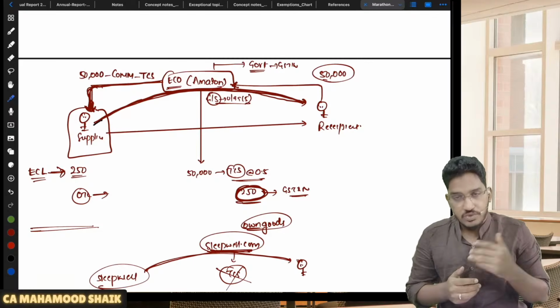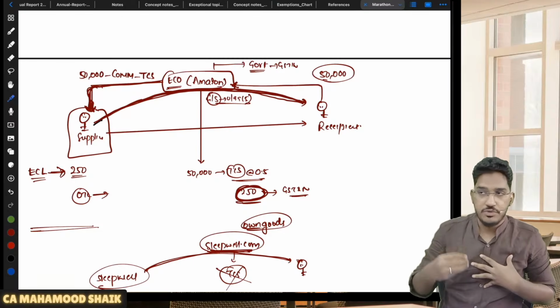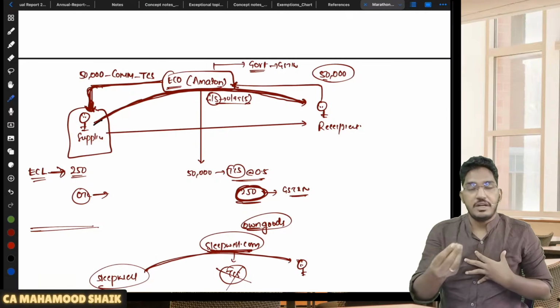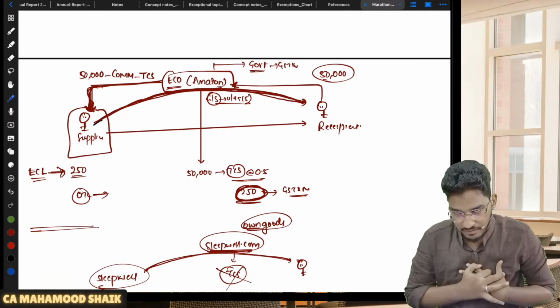Clear? Able to understand? So once he claims it in the electronic cash ledger, either he can use it for discharging his tax liabilities, or he can even claim it as a refund also.